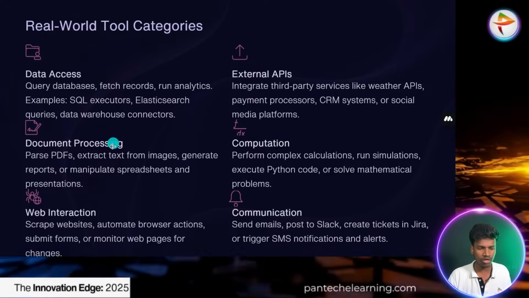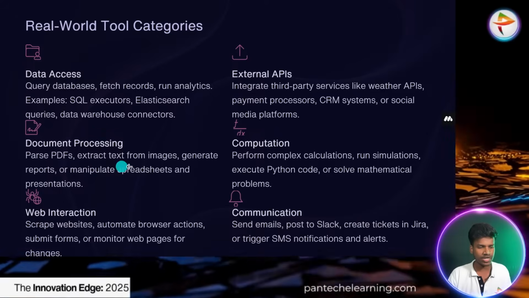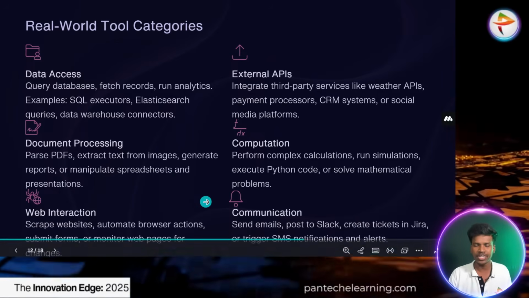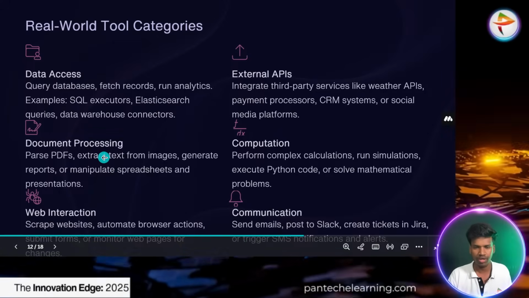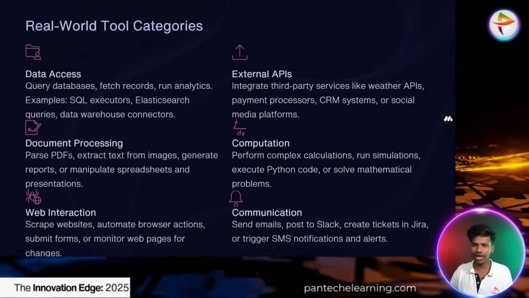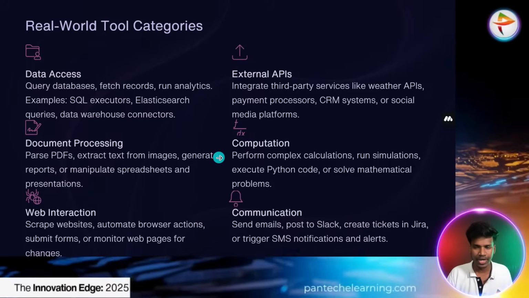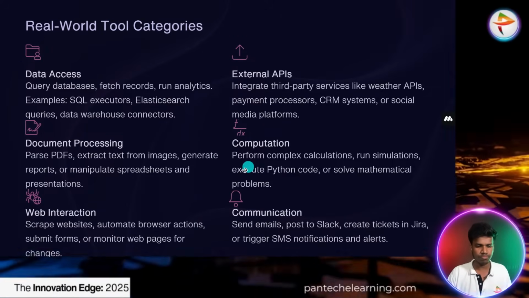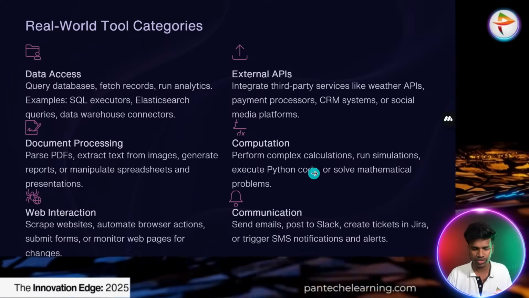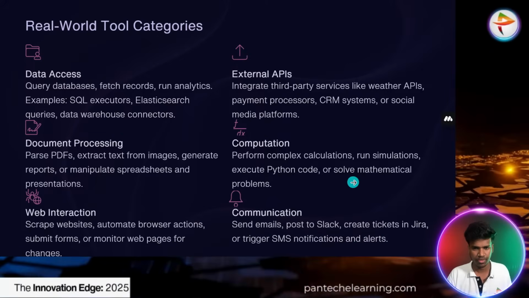Next one, document processing. Document processing is parsing PDFs, extracting text from images, generating reports, or manipulating spreadsheets and presentations. That is document processing. What exactly does the document have? They have to analyze the values and execute them to our database. Next one, computation. Computation is performing complex calculations, running simulations, executing Python code or solving mathematical problems. That is computation.